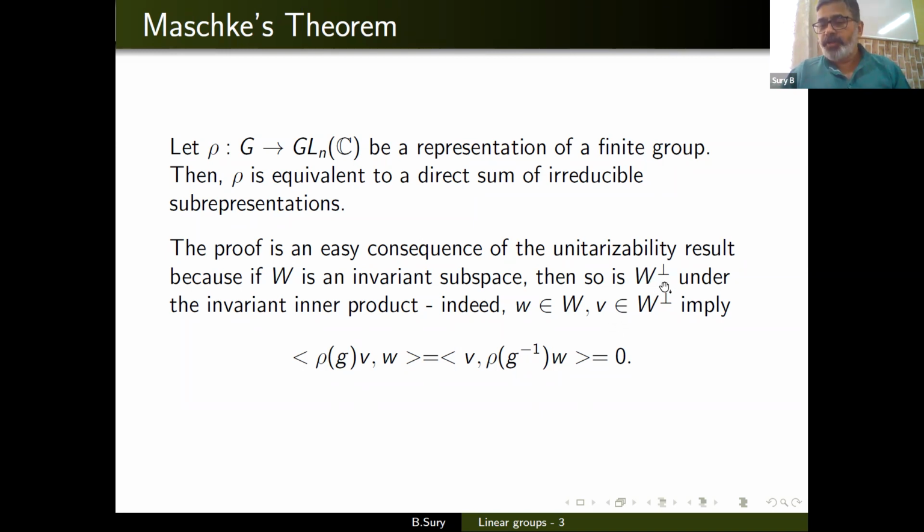Rho g of small v is also in W perp. That means rho g of v is orthogonal to everything in W. So we took the inner product of rho g v with W, and you can push the g across because of the invariant inner product. But rho g inverse of W is contained in W, and v is in W perp, so it is 0. What we have shown is that W perp is also an invariant subspace.